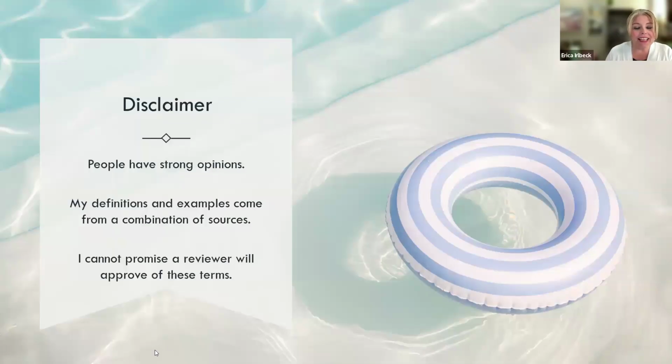Okay, so before I get too far into what I want to talk about, people have very strong opinions about outreach and engagement. There are a lot of definitions out there. A lot of times people get the terms confused. Just know that people will use outreach, engagement, service interchangeably. So I'm going to give you the definitions.